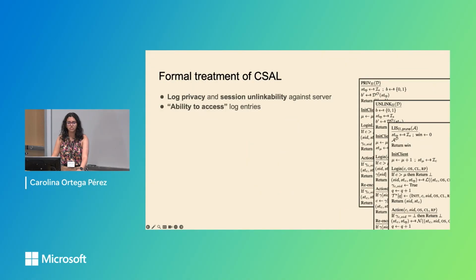Okay, so moving on to the formalization, we have 3 security definitions. We have log privacy and session unlinkability against an honest but curious server. So privacy means that it's not able to read the device identifiers. Session unlinkability, we defined it as not being able to detect whether 2 sessions are from the same device or from 2 separate devices. And we also formalize this idea of ability to access the log, which is about being able to decrypt some amount of entries in the log.